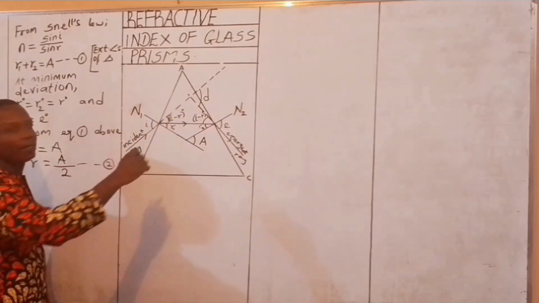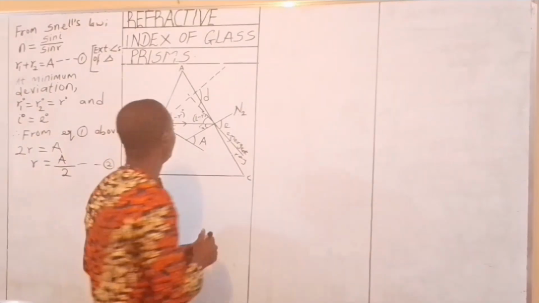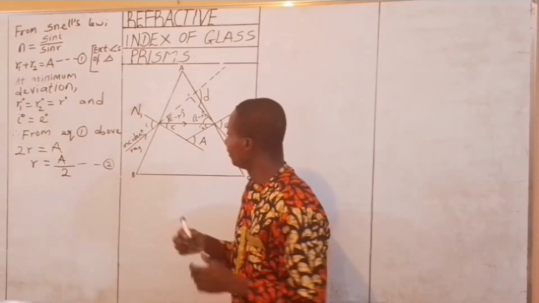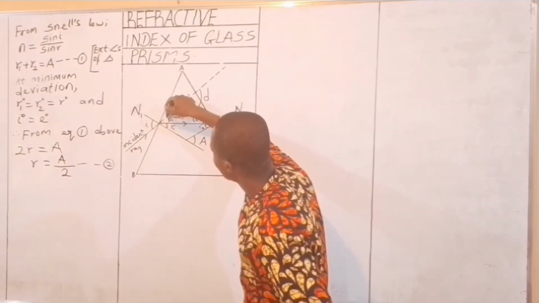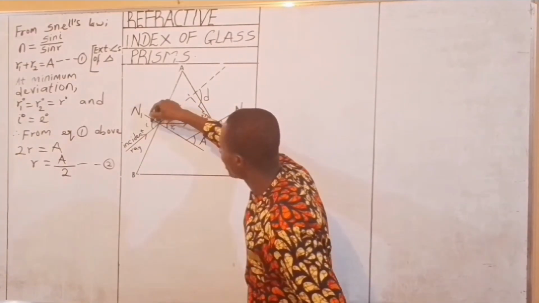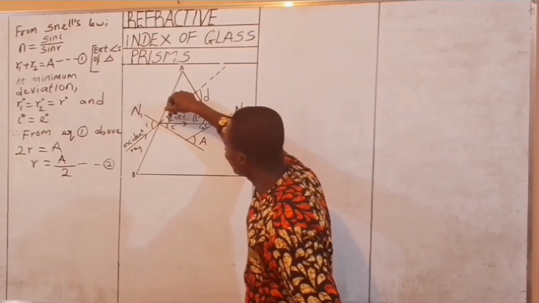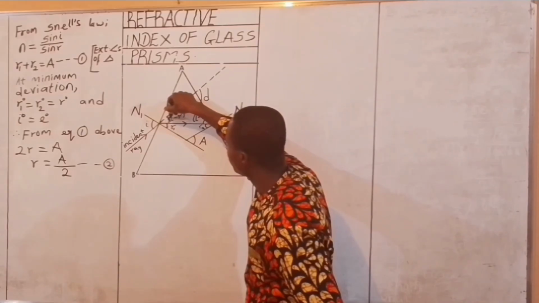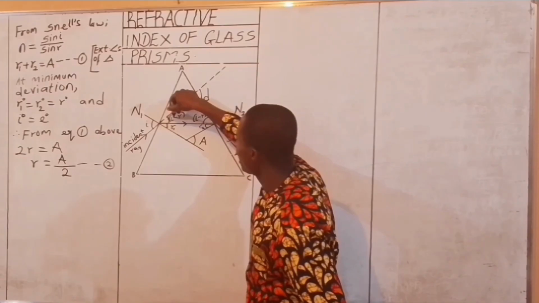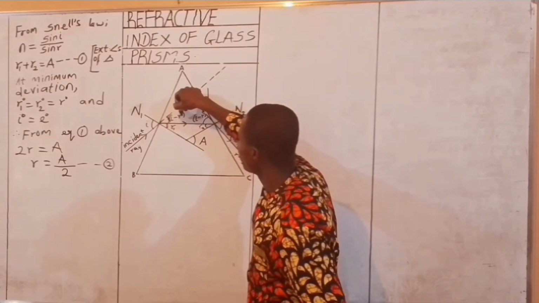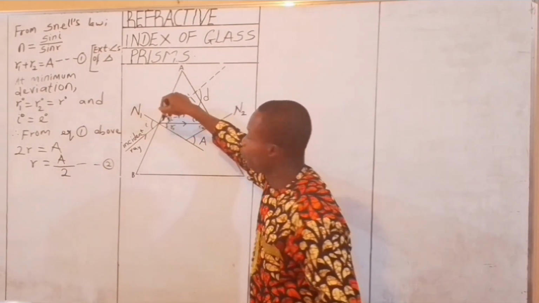Now let's look at the upper triangle. At the upper triangle, I'm going to show you very important things. Just listen carefully. You will notice that the angle here is directly opposite to angle i, the angle of incidence. So to get the upper angle here, subtract r1 from i. So that's why you have i minus r. We are using r because they are all equal at minimum deviation.